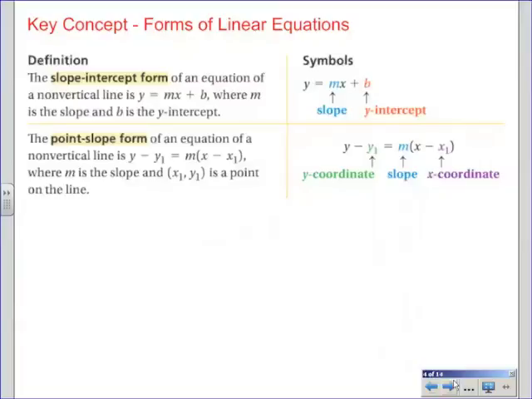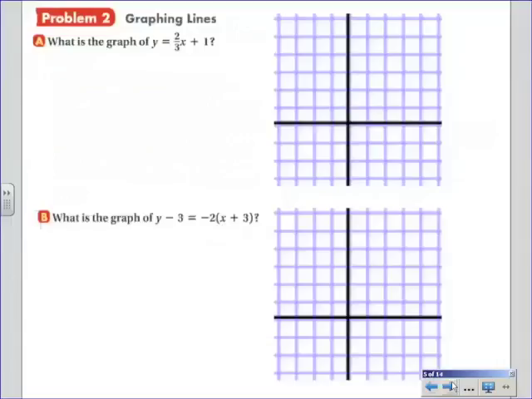These are the two equations that we're going to use over and over again. Slope-intercept form, y equals mx plus b, and then point-slope form, y minus y1 equals m times the quantity x minus x1. So we will now apply those two formulas in these upcoming problems. So now we will graph using those two there.